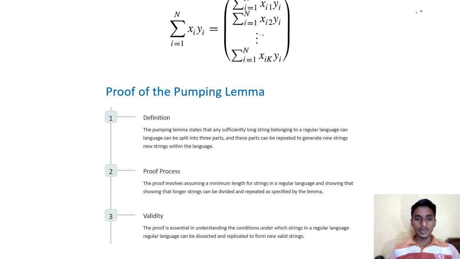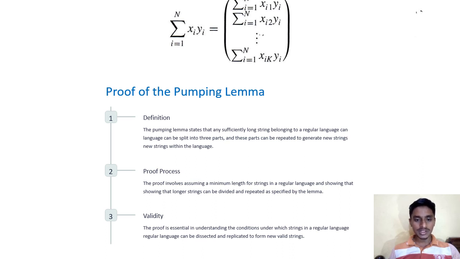So next is the proof of the pumping lemma. Basically, the definition of the pumping lemma states that any sufficiently long string belonging to a regular language can be split into three parts, and these parts can be repeated to generate new strings within the language. The next one is the proof process. The proof involves assuming a minimum length of strings in a regular language and showing that the longer string can be divided and repeated as specified by the lemma.